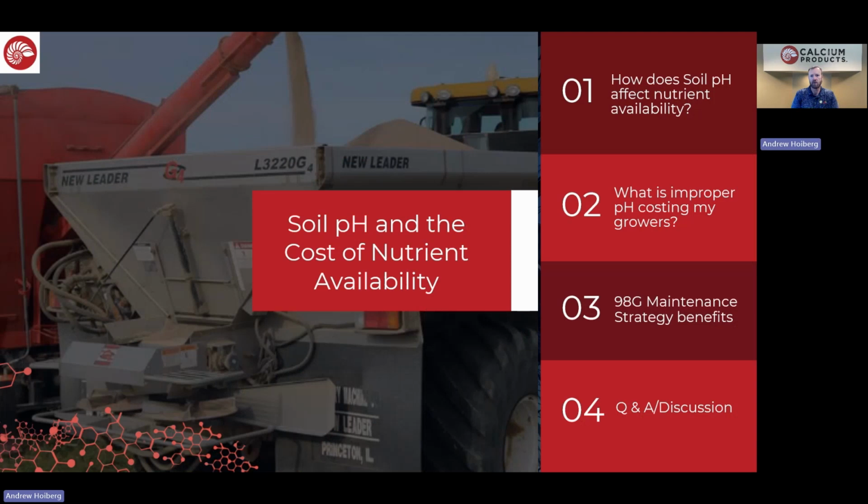We're going to have just a little bit of overlap with what we talked about on Tuesday. But primarily, these are the big items I'll be talking about today. Any discussion about the cost of nutrient availability has to start with how soil pH actually affects nutrient availability. And then we'll look more closely at what the improper pH is costing growers. And we'll talk a little bit more specifically about 98G and how the maintenance strategy can be beneficial from a financial standpoint. And then we'll leave a little bit of time at the end if we have it for Q&A.